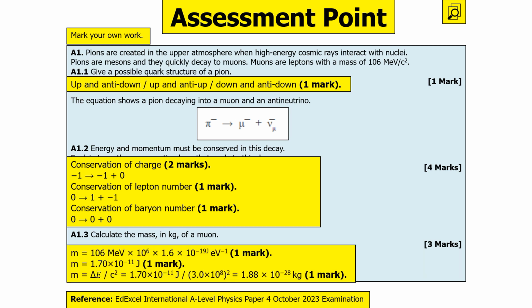This next one, you convert your mass from MeV over c squared into kilograms by multiplying the MeV out into joules by doing 10 to the 6 times 1.6 times 10 to the minus 19. We can then divide it by 3 times 10 to the 8 squared for c squared to get 1.88 times 10 to the minus 28 kilograms.